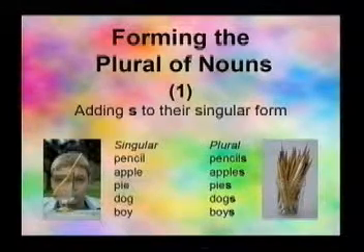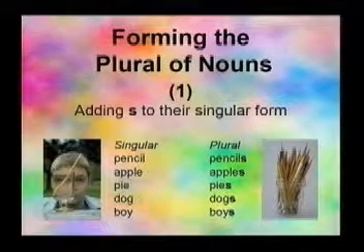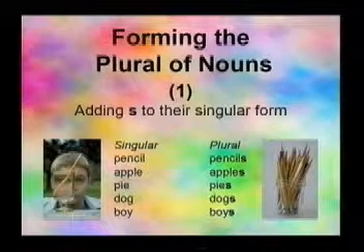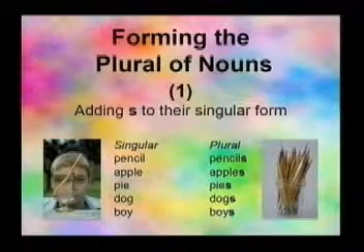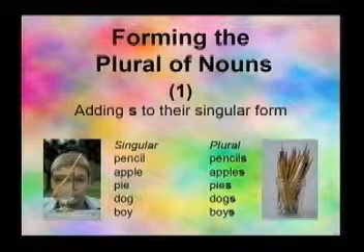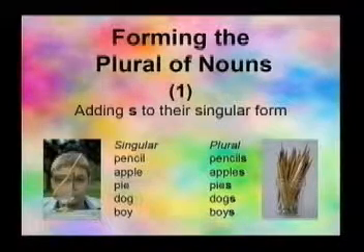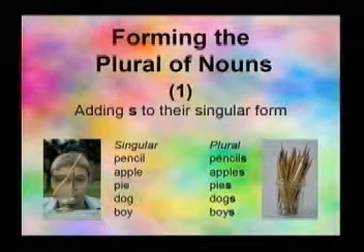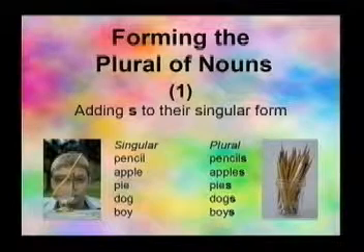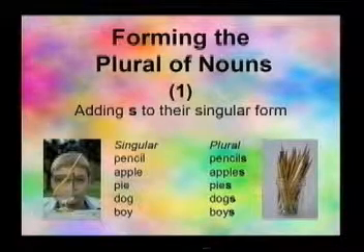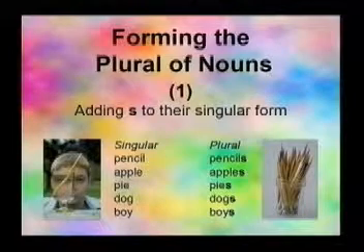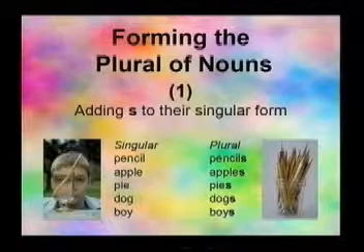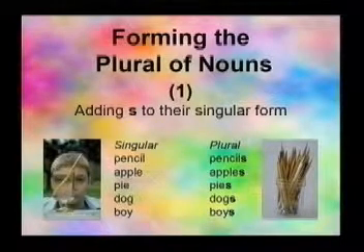How do you form the plural of nouns? Here are some rules to help you change a singular noun to plural. Number 1, most nouns form their plural by adding s to their singular form. For example, for singular, pencil, apple, pie, dog, boy. For plural, pencils, apples, pies, dogs, boys.